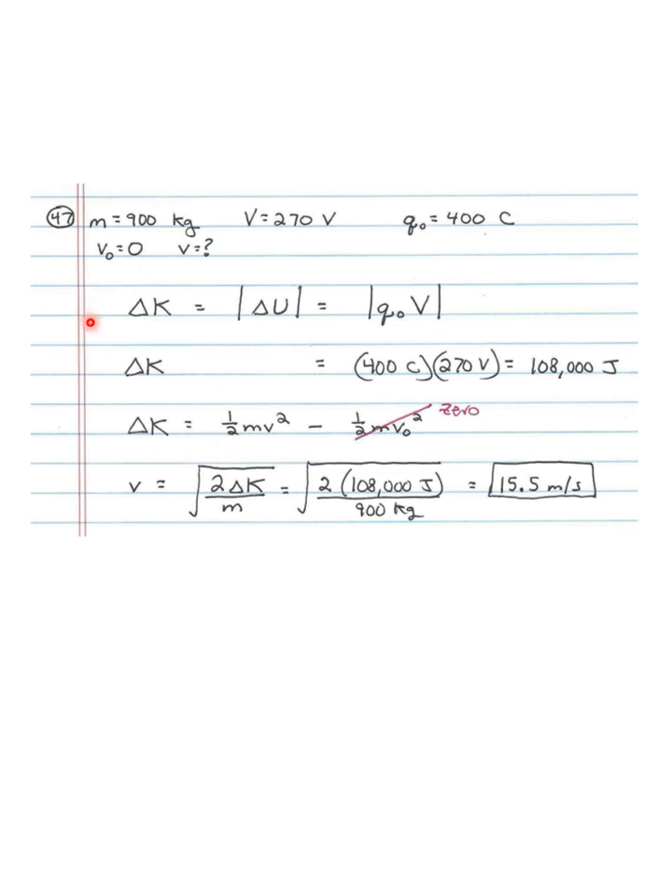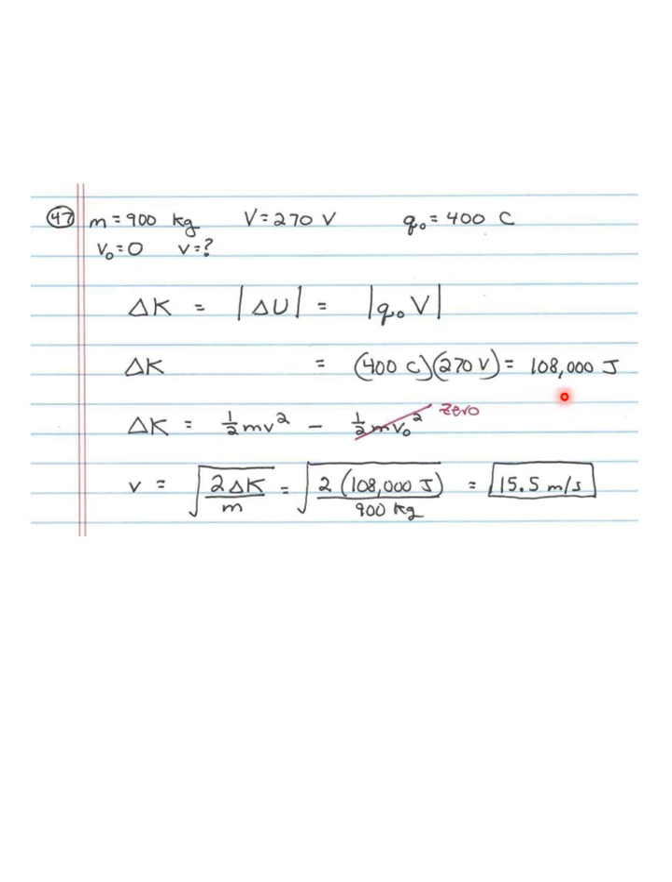The change in kinetic energy is the same magnitude as the change in potential energy. That's what I've done with the absolute value signs. I'm really not paying attention to positives and negatives here. It's the same magnitude, which is the charge times voltage. So the change in kinetic energy is the charge 400 coulombs times 270 volts, and that's 108,000 joules.